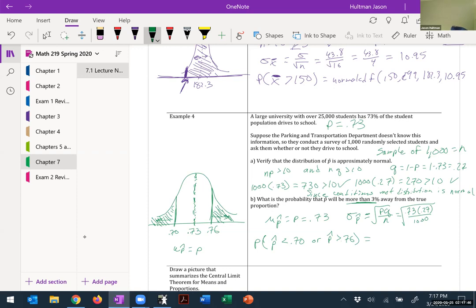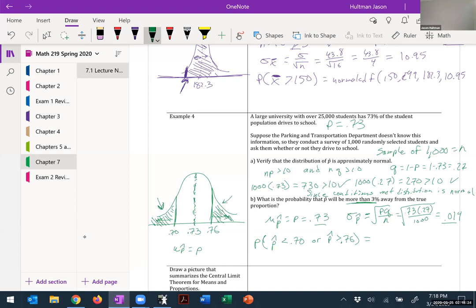Okay, so if I plug this into a calculator, 0.73 times 0.27 over 1,000 and square root that, I get about 0.014 for my standard deviation. So using the mean and the standard deviation, now I'm going to calculate these individually. I'm going to calculate p hat less than 0.70, and p hat greater than 0.76.